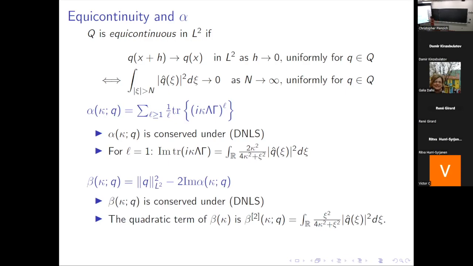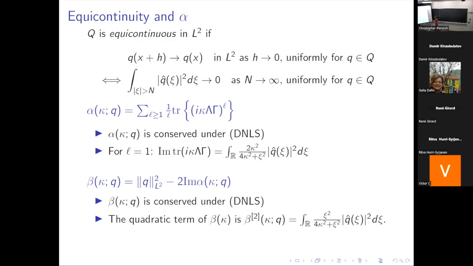So let me instead consider the following. I consider beta, which is the square of the L2 norm minus 2 times the imaginary part of alpha. Since the L2 norm was conserved and alpha is conserved, beta is going to be conserved as well. And now if I look at the first term of the series expansion of beta, the quadratic term, I will denote it as beta 2, and it is going to be the integral of c squared over 4 kappa squared plus c squared, times q hat squared.